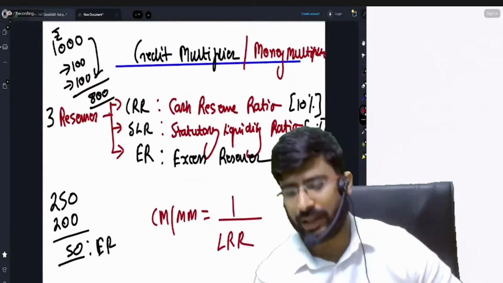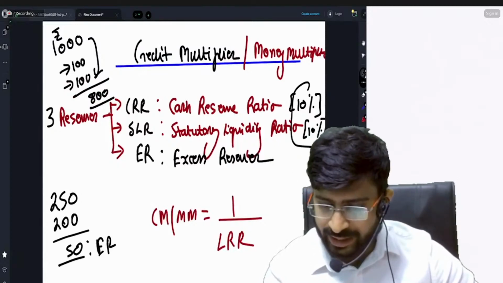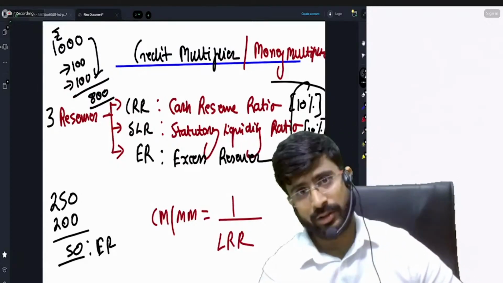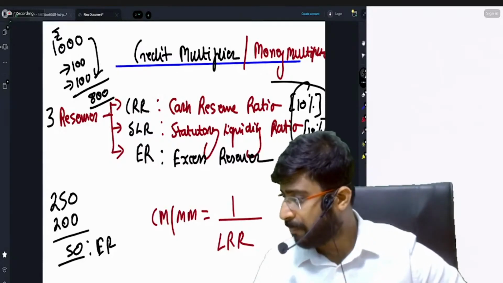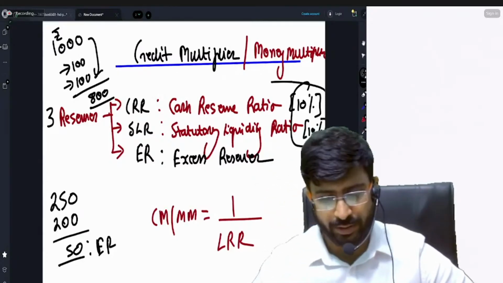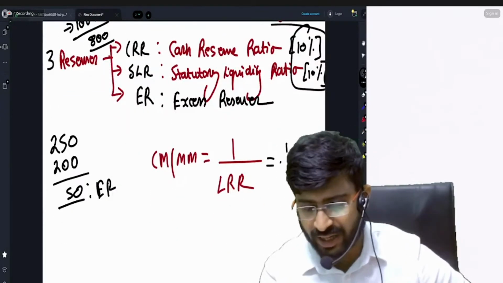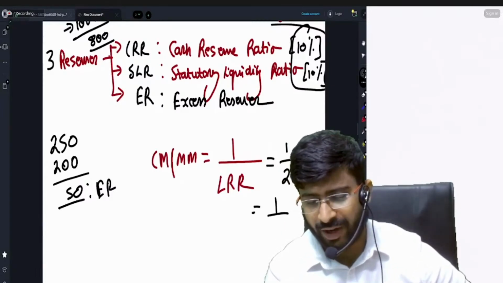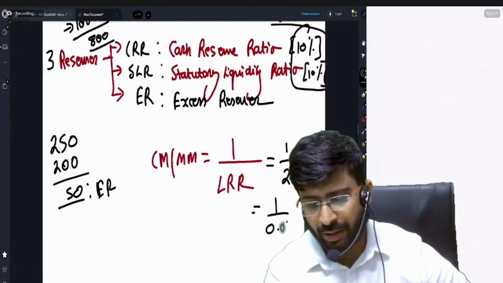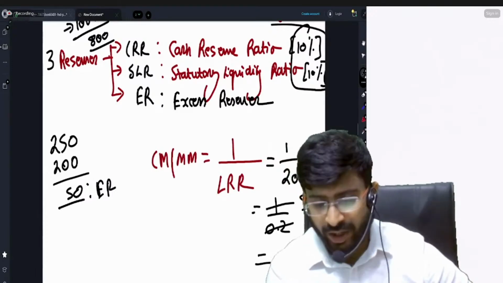Legal means that is legally required. Legally 20% was required. It's not fixed. This 20% is just an example, by the way. So suppose if we fix it at 20%, 1 by 20% becomes 5 basically.